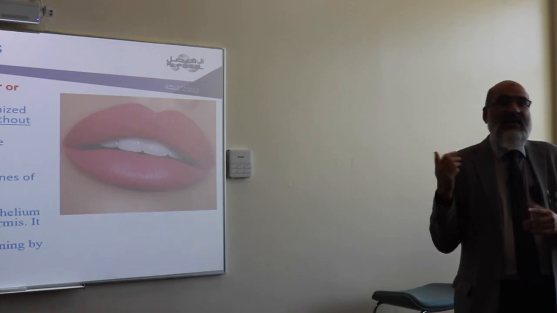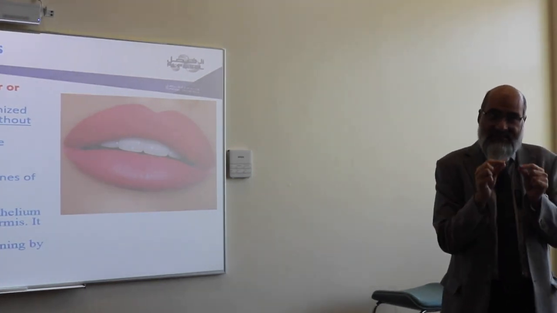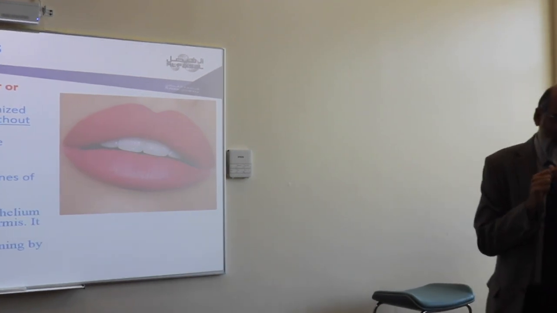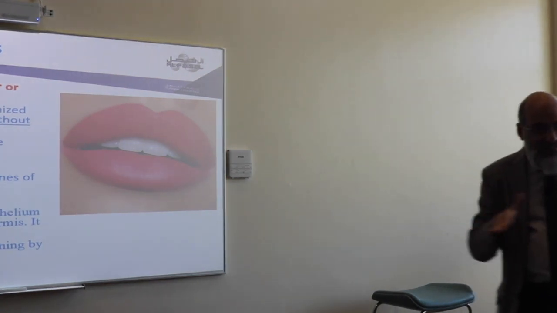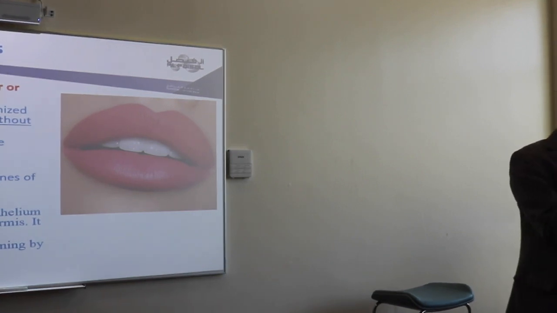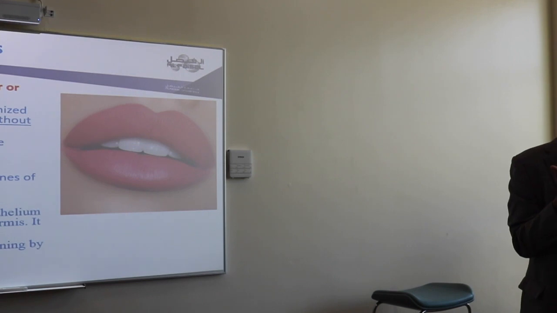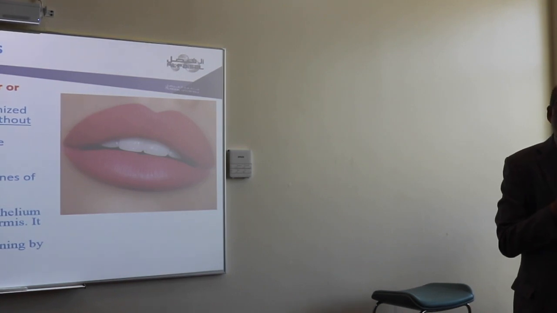And another important feature is that in the connective tissue of the lips, the lamina propria, there are so many receptors. Receptor means nerve endings. The terminal boutons act as receptors for pressure, for touch, for temperature, for different feelings. Is that clear? Lips are highly sensitive. They are used for kissing.